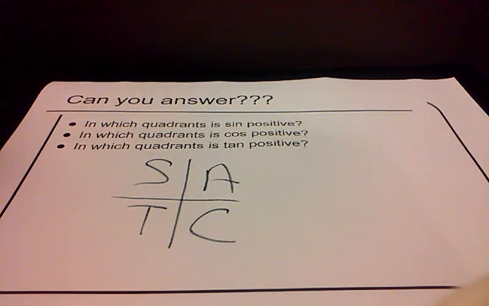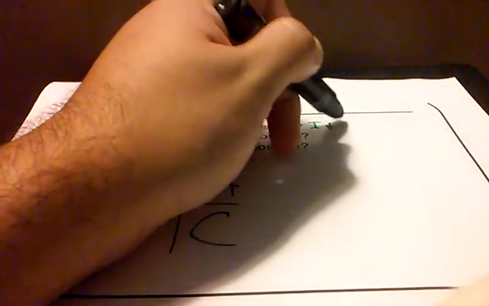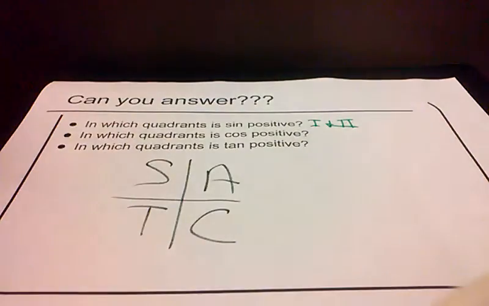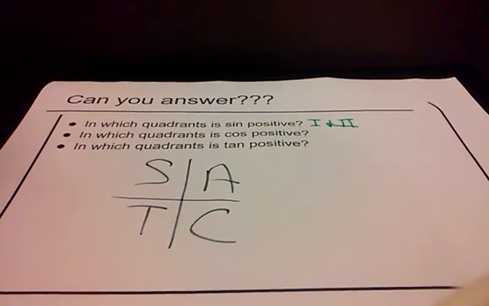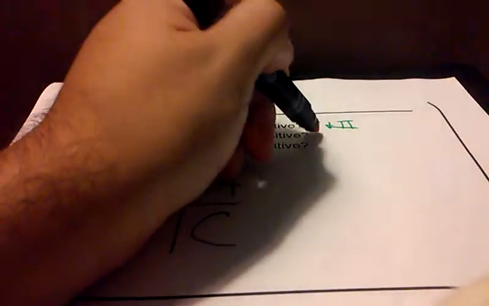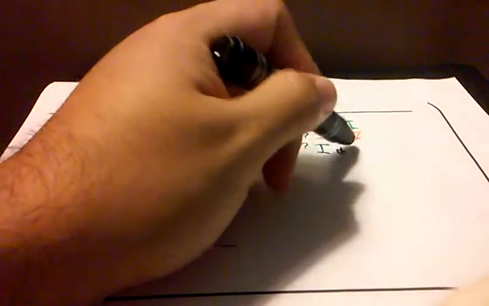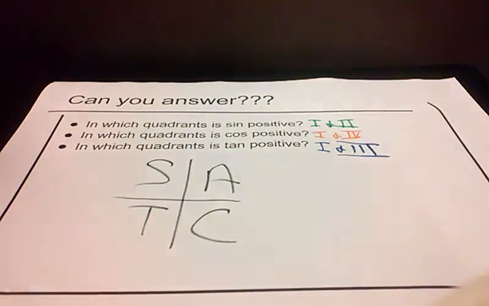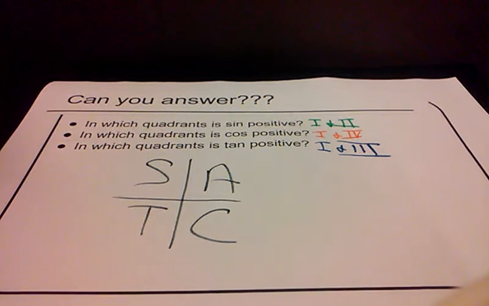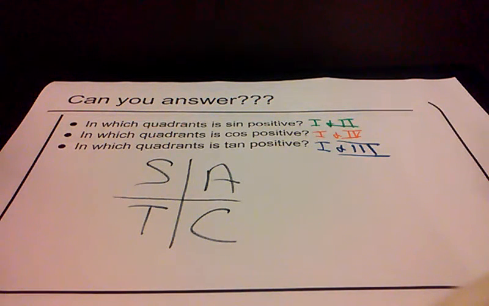So if I were to ask you in which quadrants is sine positive, that would be 1 and 2 only. Where is cosine positive? That would be 1 and 4 only. And where is tangent positive? That would be 1 and 3 only. So remember, whenever you're looking for where it's positive and negative, A SMART trig class. Okay, let's get on with today's lesson.